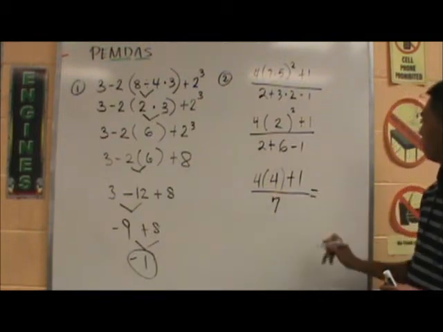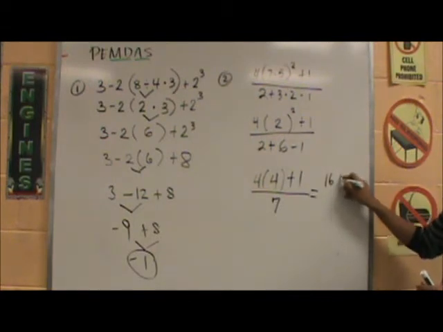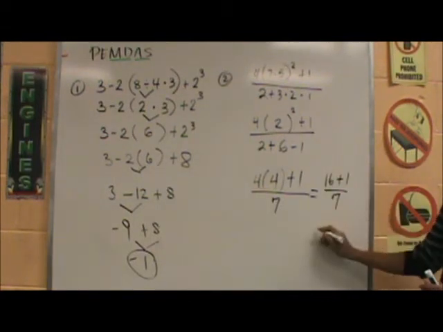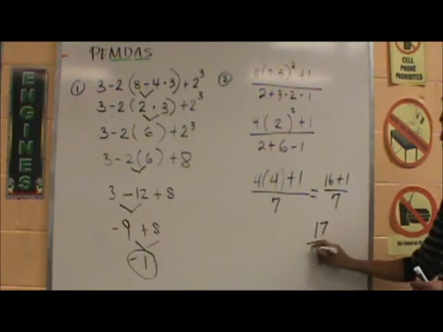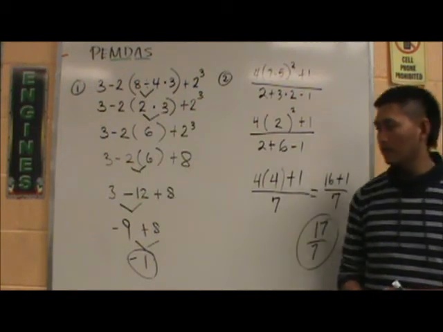Now let's go ahead and multiply 4 and 4. 16 plus 1 over 7. And now 16 plus 1 is 17 over 7. And 17 over 7 is the final answer.